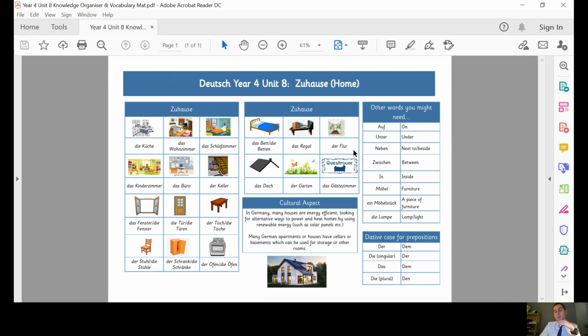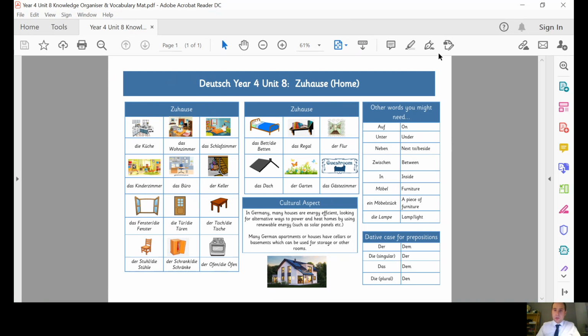A new one here we didn't talk about before, der Flur is your hallway, der Flur. Das Dach is a roof, das Dach, der Garten, garden, and das Gästezimmer, the guest room, das Gästezimmer. Notice it's not Gast, it's guest. It's got the A with an umlaut, so it's like an S sound, das Gästezimmer.